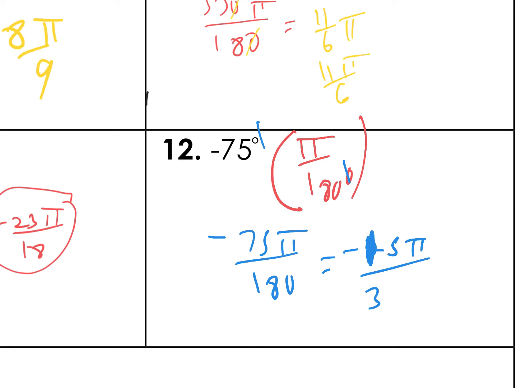What were we dividing by to reduce? We were trying to divide by 5, weren't we? We divided 75 by 5, which we got 180 by 5. So what's 180 divided by 5? 36. I was almost there. 36. I think they can reduce again, by 3.